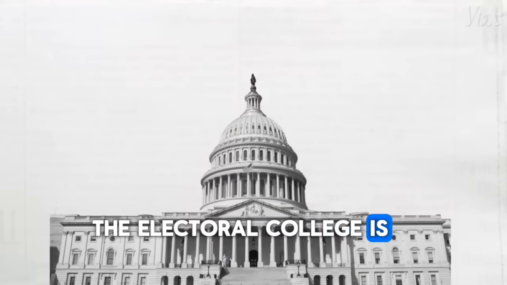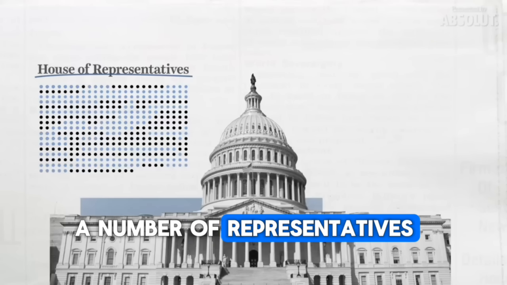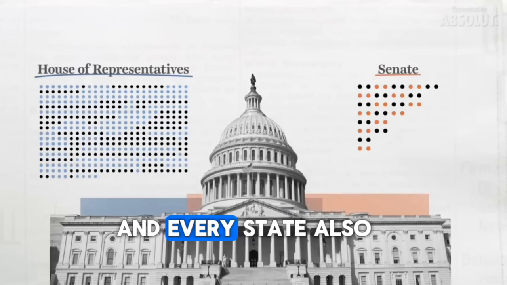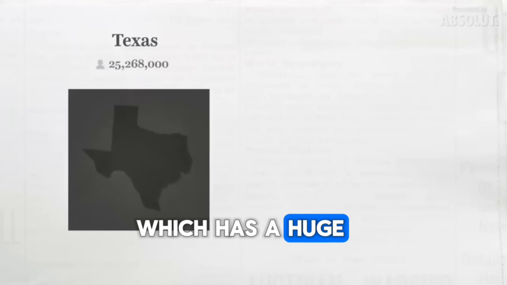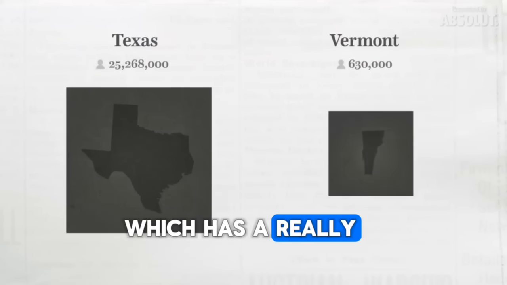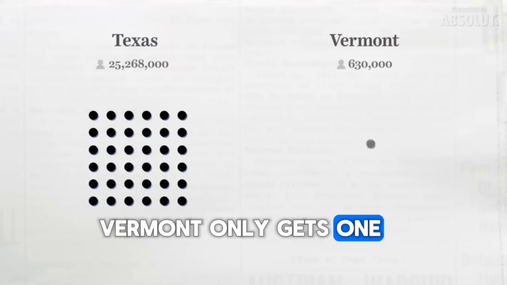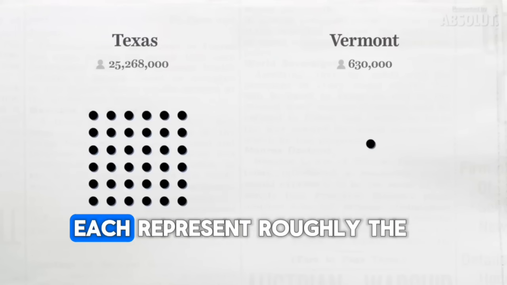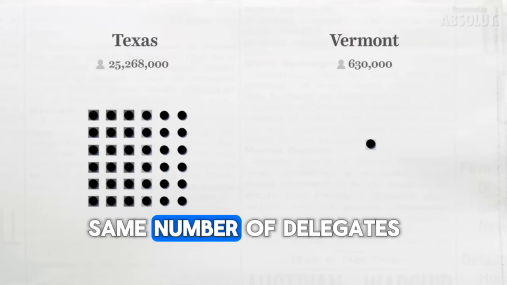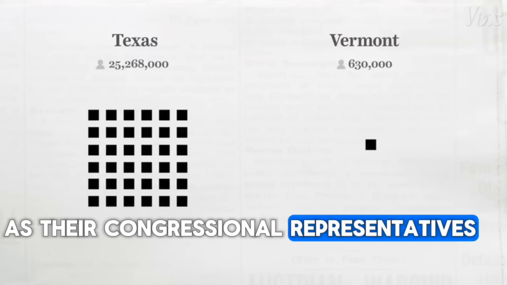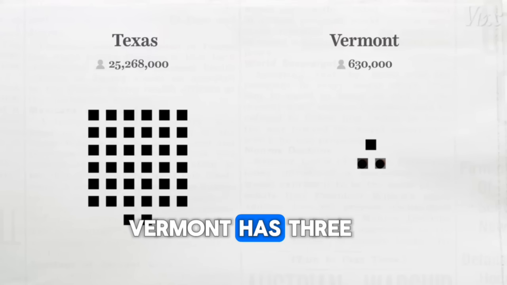The Electoral College is based on how people are represented in Congress, where each state has a number of representatives based on its population, and every state also gets 2 senators. So, for example, let's look at Texas, which has a huge population, and Vermont, which has a really small one. Texas has 36 representatives in Congress. Vermont only gets 1. Representatives in both states each represent roughly the same number of people. In the Electoral College, a state gets the same number of delegates as their congressional representatives, plus 2 for each senator. So Texas has 38 electoral votes, Vermont has 3.